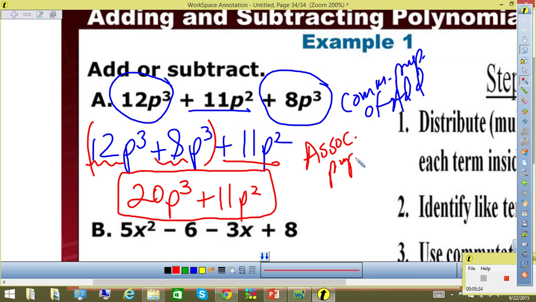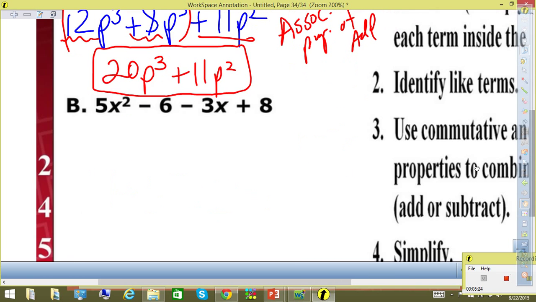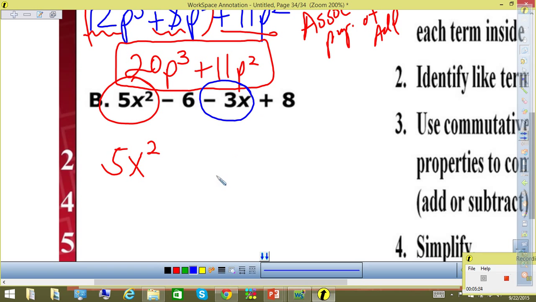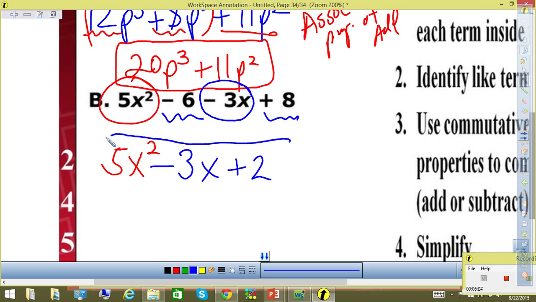Associative property of addition. Okay? B. Let's see. X squared. Do we have another x squared? No, so I just bring this one down, 5x squared. What's the next degree after 2? Look, in descending order, what is it? 1, which is this one. Is there another x? No, I just bring that one down, negative 3x. And my constants are right here, negative 6 and positive 8. That gives us plus 2. And we're done.